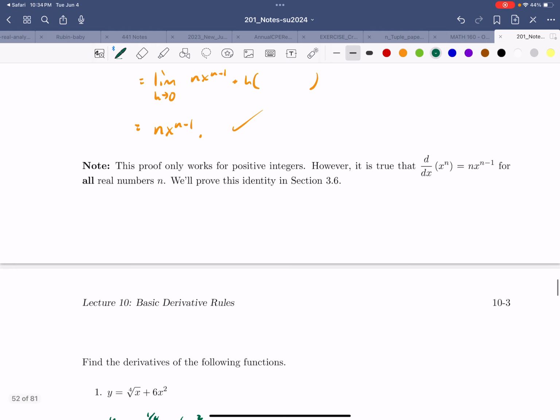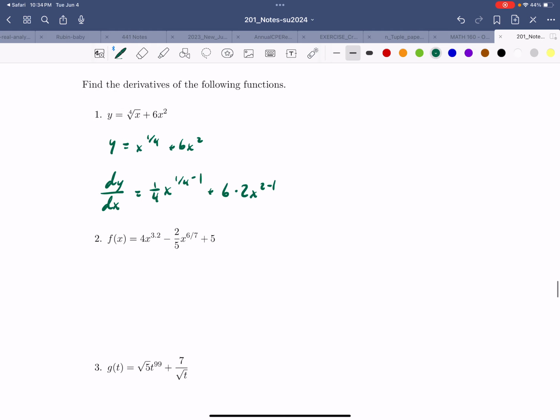Oh, did I actually answer the problem? Yeah, I didn't answer the problem. Okay, so I'll do that later. And then let's simplify this. This is 1/4 x to the negative 3/4 plus 12x. Now, I think this is fine. This is mastery, 10 out of 10.